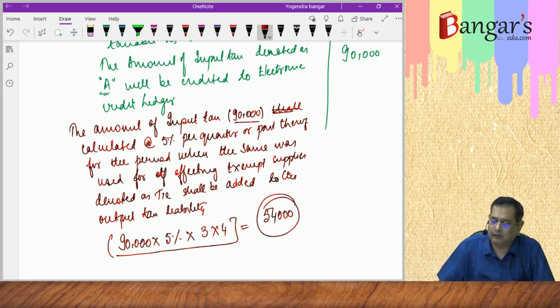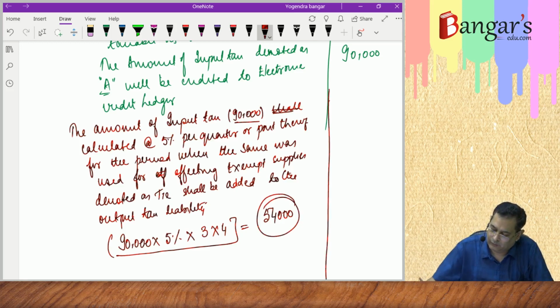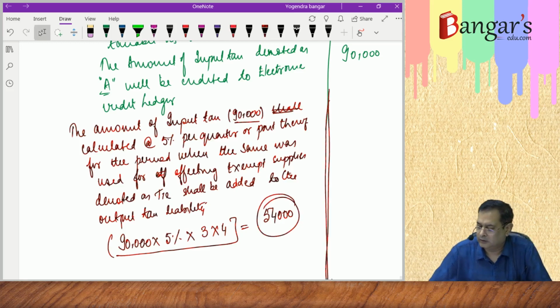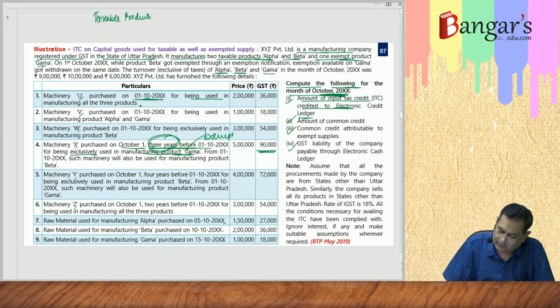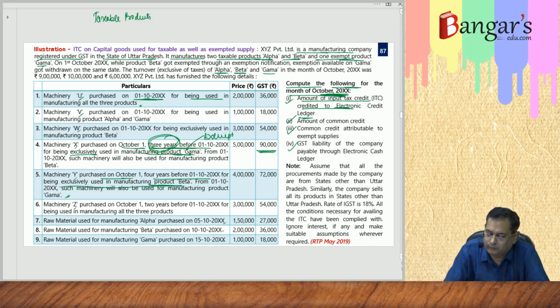Remember, this is a separate point. You have to add the same in the output tax liability when you are determining your output tax liability. Then the next is machine Y, purchased on 1st October 4 years before for being exclusively used for manufacturing beta. Now it is also used for what? Gamma.